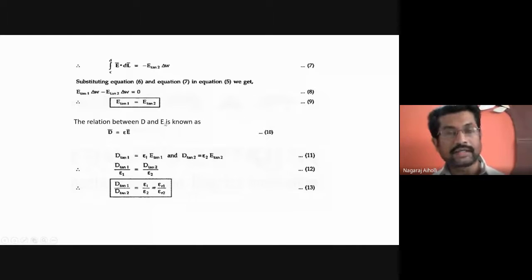What it indicates here, students, is that at the boundary, the tangential component of the electric field intensity is equal for both media. Tangential component of electric field intensity is equal for both medium 1 and medium 2. That is the conclusion we can draw from this equation. It also indicates that the electric field intensity at the boundary is continuous, because E tan 1 is equal to E tan 2.